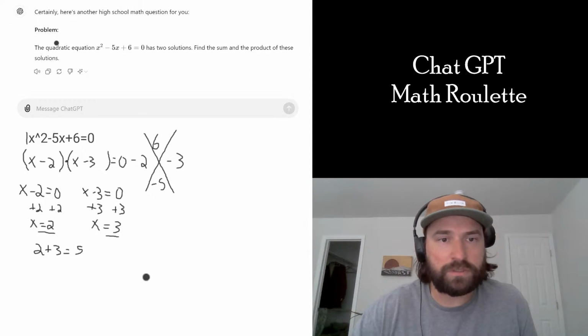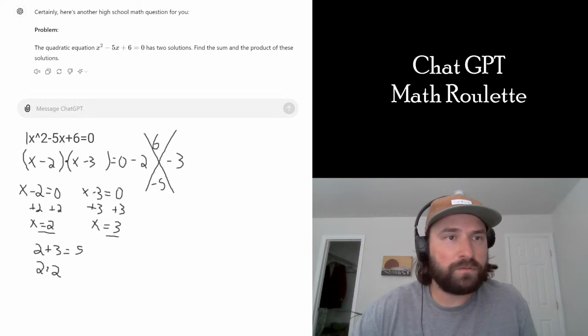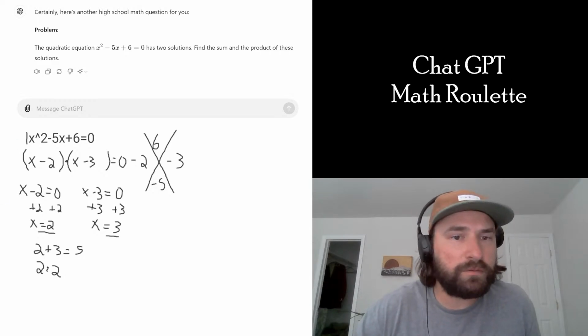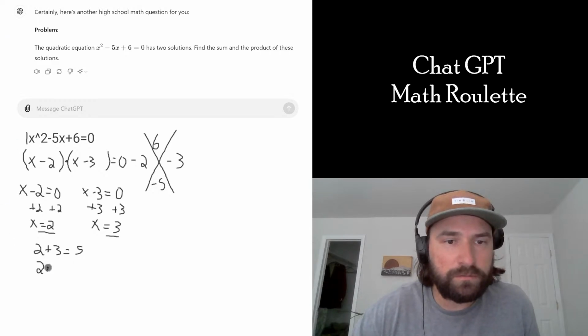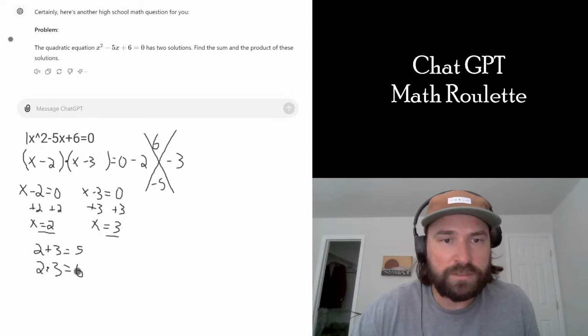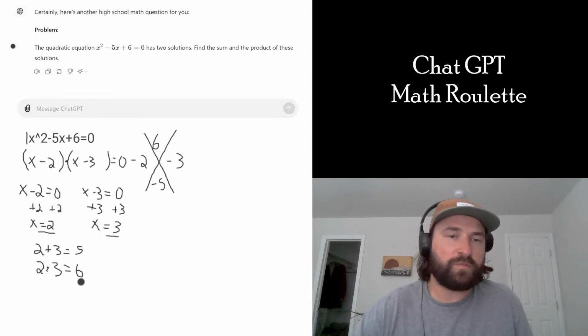Which is the sum. And the product is 2 times 3. Product means multiplication. I wrote 2 times 2. That was an accident. 2 times 3. And 2 times 3 is 6. So our sum is 5, and our product is 6.